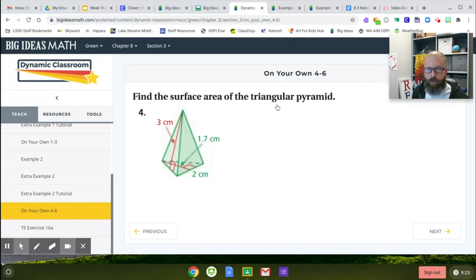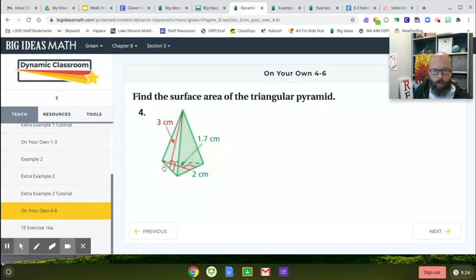So it says find the surface area of the triangular pyramid. I'm going to have my calculator handy here. So I can see that the triangle on the bottom is 2 centimeters on the base, and this arrow points to this height, which is 1.7. So to find the area of that bottom one, I go 2 times 1.7 is 3.4, and then I divide it by 2. So that's 1.7 on the bottom base.